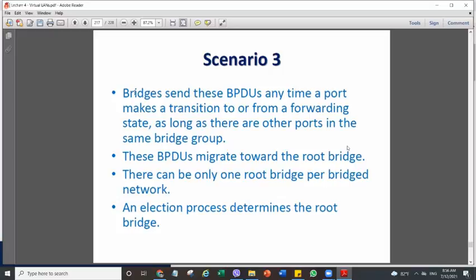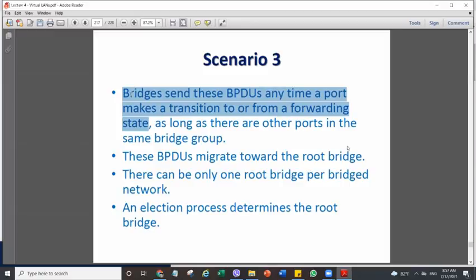Yeah, what it says: a bridge sends BPDUs anytime a port makes the transition to or from the forwarding state. So there are transitions from forwarding states, which means one time the port may be forwarding, another time the port may be blocked. So those statuses are shared through the BPDU.